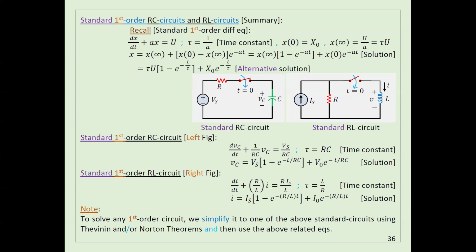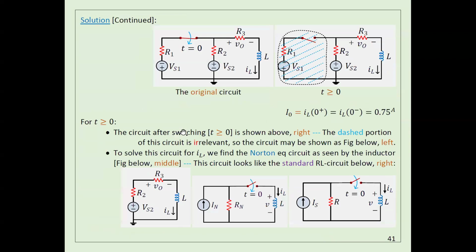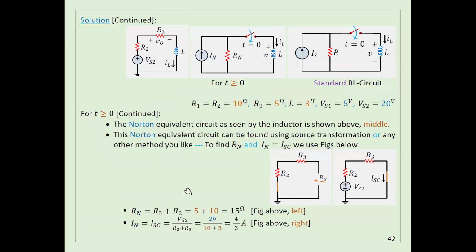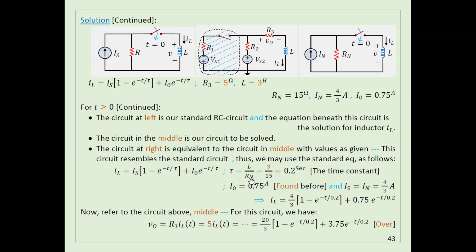After you do that, now I have I. Same thing, we have another formula for V. If you want V, you have another formula. Now I'm going to calculate I. We already have tau. Tau is actually L divided by R. This is tau, 0.2. Then here you have I naught, that's what we calculated before. And then you have I Norton, which is IS, which is 4 divided by 3. Just plug in here, I get I.